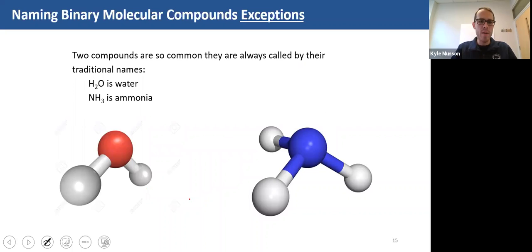Before we do that, though, two compounds are so common, they're always called by their traditional names. That's water, H2O, and ammonia, which is NH3. And we've seen both of these guys before in chapter 2. So if you're given the formula for water and asked to write its name, don't write dihydrogen monoxide, just write water. Same idea for ammonia. Just write it by its common name. It's just kind of tradition, and it's easier that way because they're so common. All right, these are the exceptions.